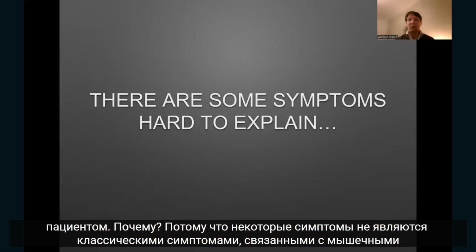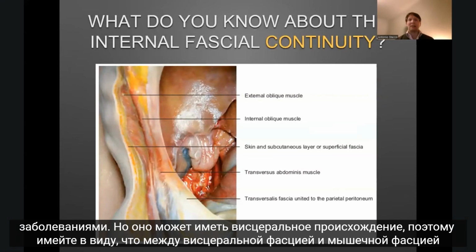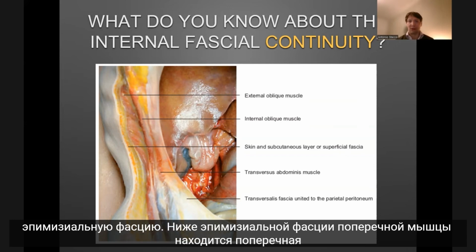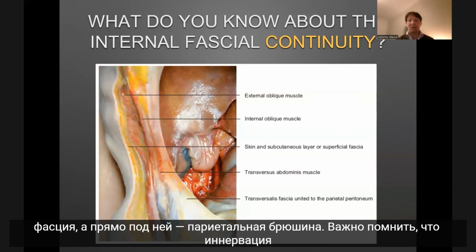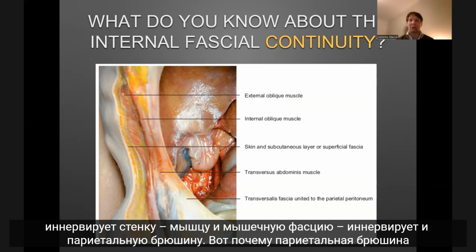Why is that? Because some symptoms are not classical symptoms related to musculoskeletal disorder, but they can have visceral origin. So keep in mind that there is a continuity between the visceral fascia and musculoskeletal fascia. If we look at the abdominal wall, we have the three muscles, each one with an epimysial fascia. Below the epimysial fascia of the transversus muscle, we have the transversalis fascia, and right under that, we have the parietal peritoneum. It's important to remember that the innervation of the transversalis fascia and of the parietal peritoneum is metameric. So the same nerve that innervates the wall, the muscle and the muscular fascia, also innervates the parietal peritoneum.